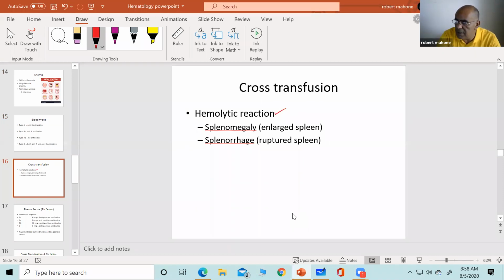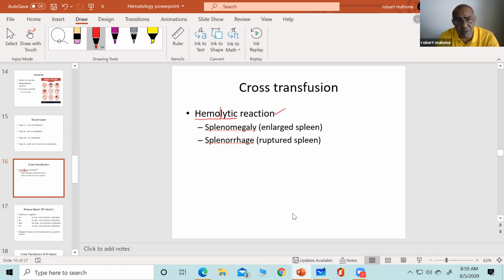Hemo is blood, lysis, to break down or destroy. So all that blood we put in you, your spleen is going to break it down and destroy it. The antibodies are going to become active. We're going to be pulling all of those blood cells into your spleen. Remember, spleen is where blood cells are destroyed. So all those red cells are going to be pulled into your spleen to be destroyed at one time.